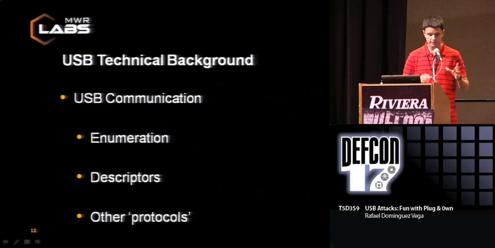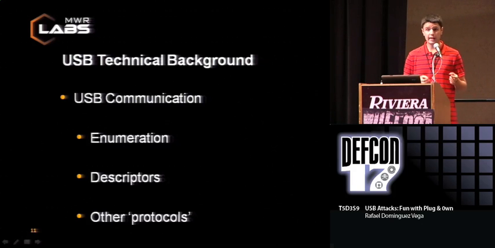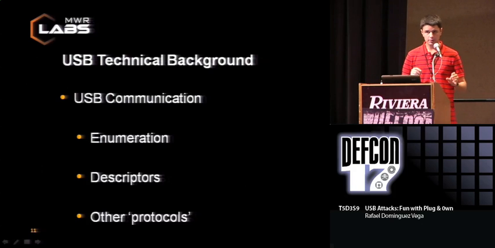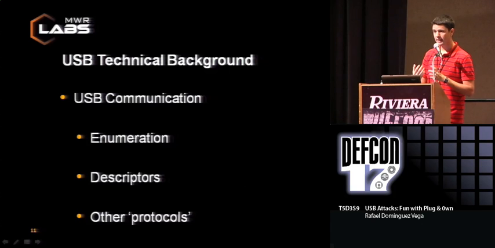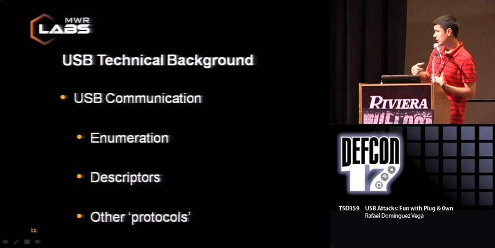So before we go any further, let's have a little bit of technical background about the USB communication between the host computer and the USB device. The enumeration is the phase of communication between the host PC and the USB device, and is where the PC actually learns information about the device itself, about its identity. And the descriptors are data structures that the USB device sends to the host in the enumeration phase, and provide information about the configuration of the device, the manufacturer type, and its properties.